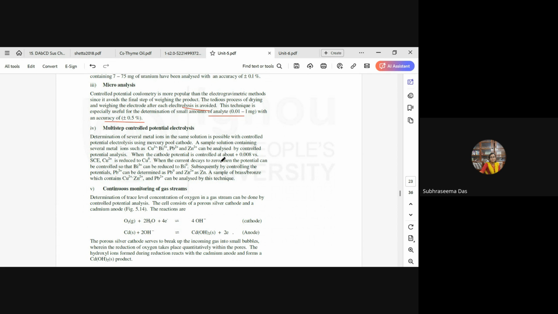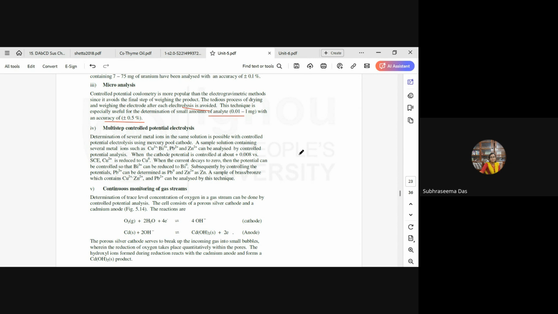Then coming to multi-step controlled potential electrolysis. So determination of several metal ions in the same solution is also possible with controlled potential electrolysis. Here a sample solution that contains different types of metal ions such as Cu2+, Bi3+, Pb2+ and Zn2+ can be analyzed by this process.